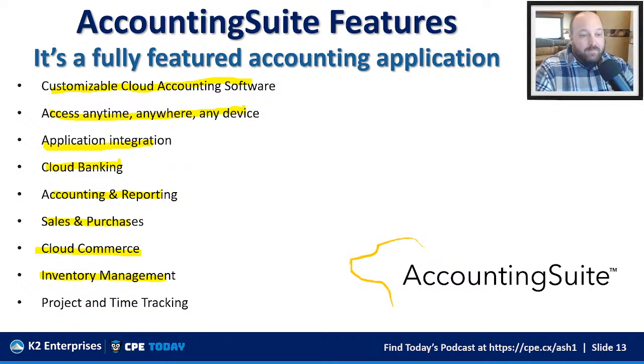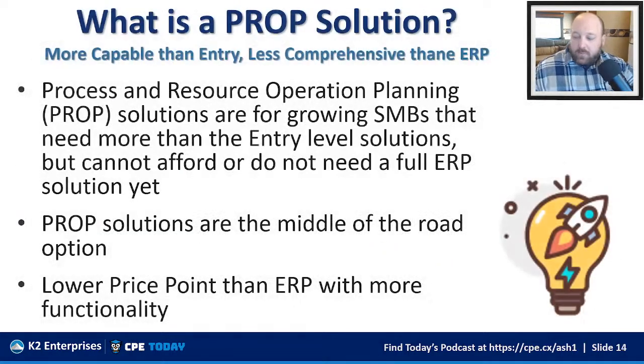And also one of the big reasons why it is a PROP solution, again, process and resource operations planning, is because it's got great project management and timekeeping and time tracking inside of the application that you can use for your team. Now, you've heard me say this word a couple of times now, PROP, okay? And really what I mean by this is that accounting software is not just accounting anymore. It's not just AR and AP and doing journal entries and writing stuff to the general ledger and producing compliance-based reports. It's a lot more than that.